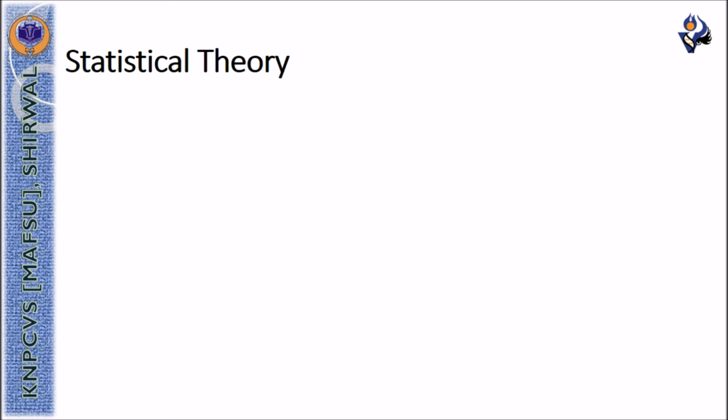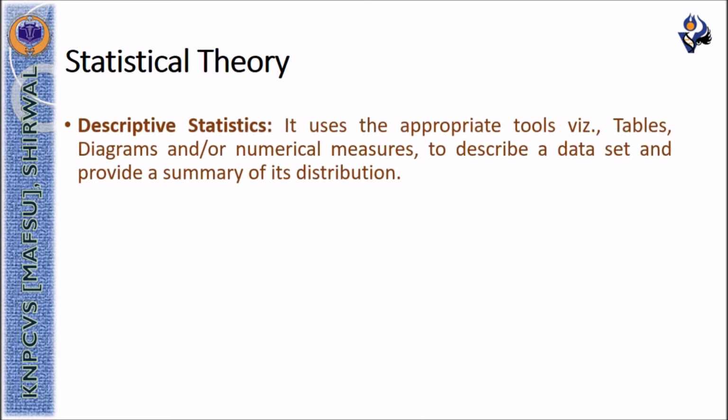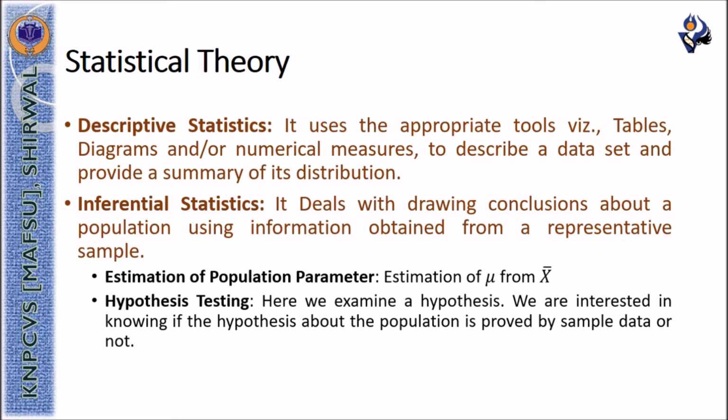The statistical theory can be categorized as descriptive statistics and inferential statistics. In case of descriptive statistics, we describe a dataset with the help of diagrams or numerical measures, whereas inferential statistics deals with drawing conclusions about a population using the information obtained from a representative sample. Inferential statistics includes estimation of a population parameter from the sample statistic, or hypothesis testing, where we examine a hypothesis.